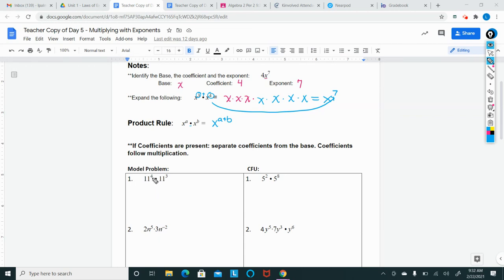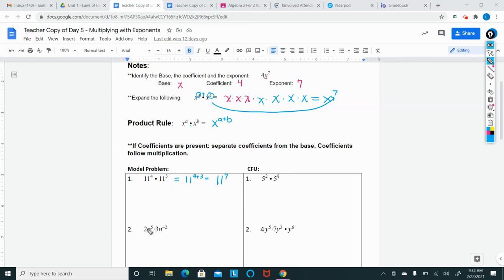Number 1 is 11 to the 4th power times 11 to the 3rd power. Now notice here, our bases are not variables in this case. They are numbers, and that's okay. As long as the bases are the same, we keep the base and we add the exponents. So 4 plus 3, which is 7. So we have 11 to the 7th power.